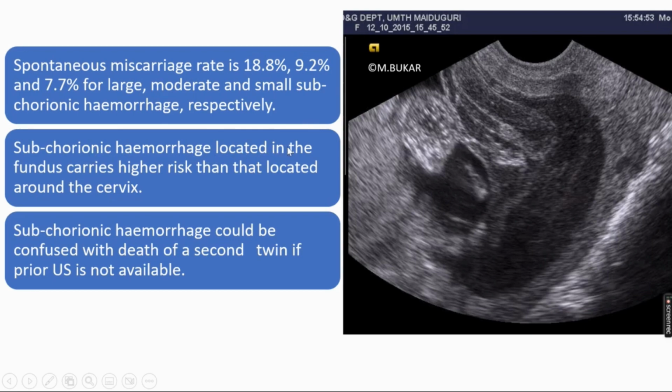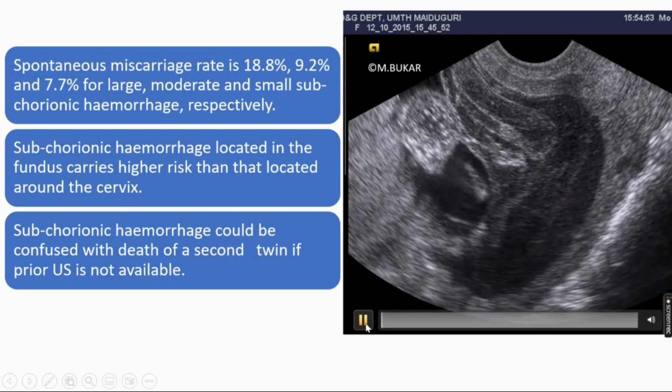Subchorionic hemorrhage located in the fundus carries higher risk than that located around the cervix. Subchorionic hemorrhage could be confused with death of a second twin, and therefore is an important differential diagnosis.